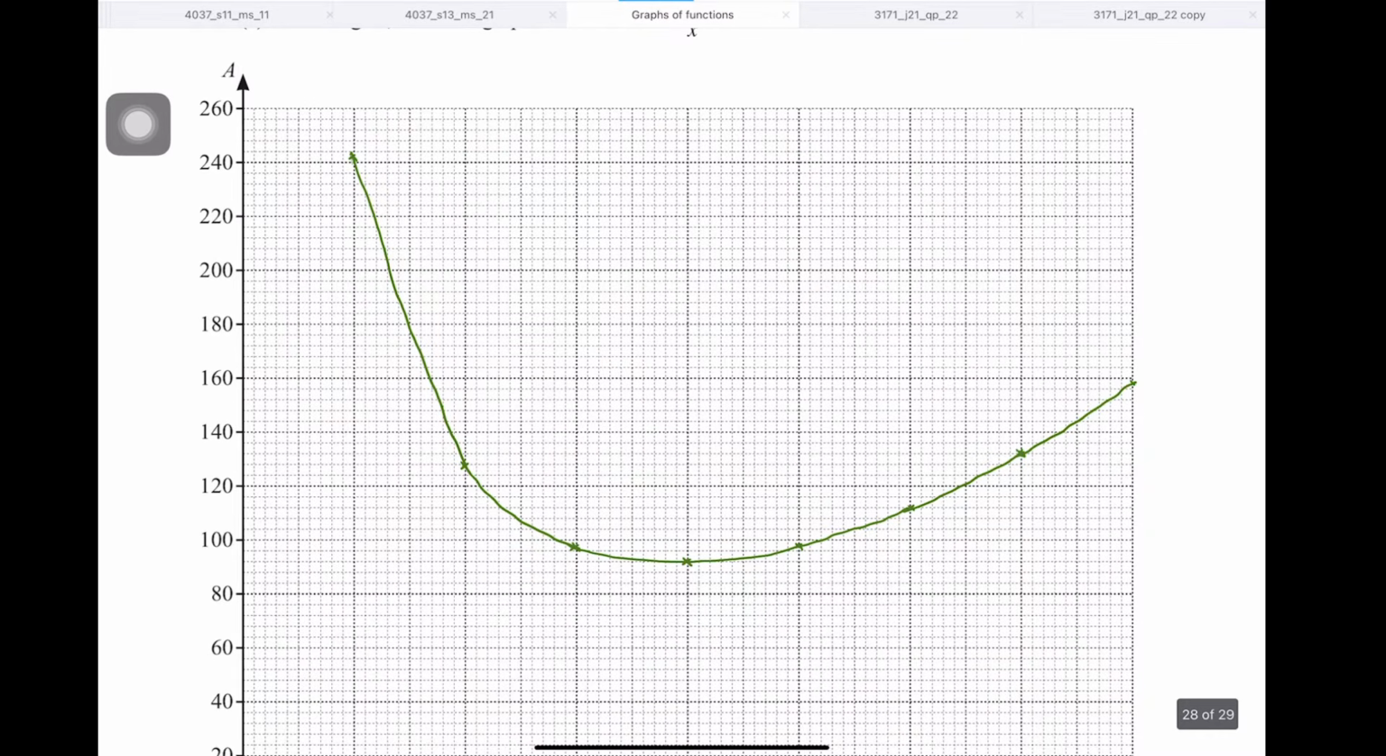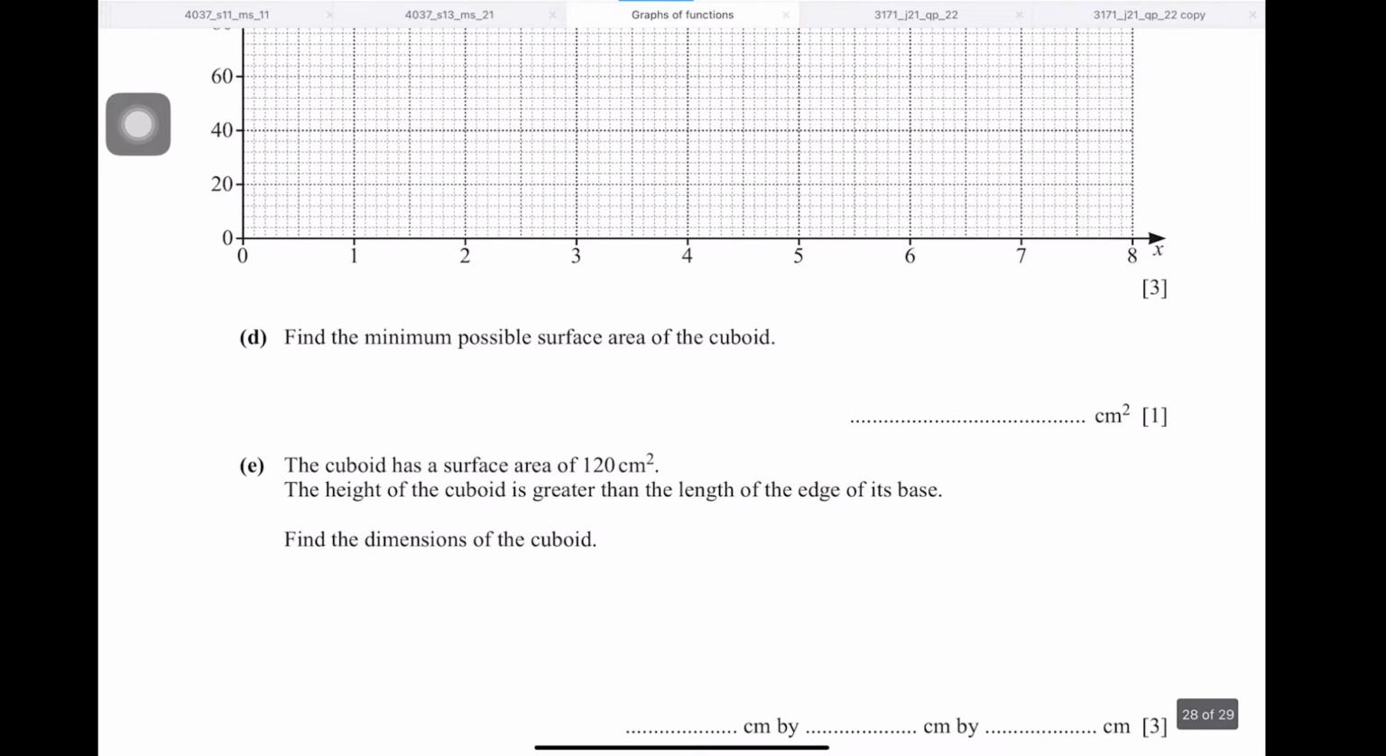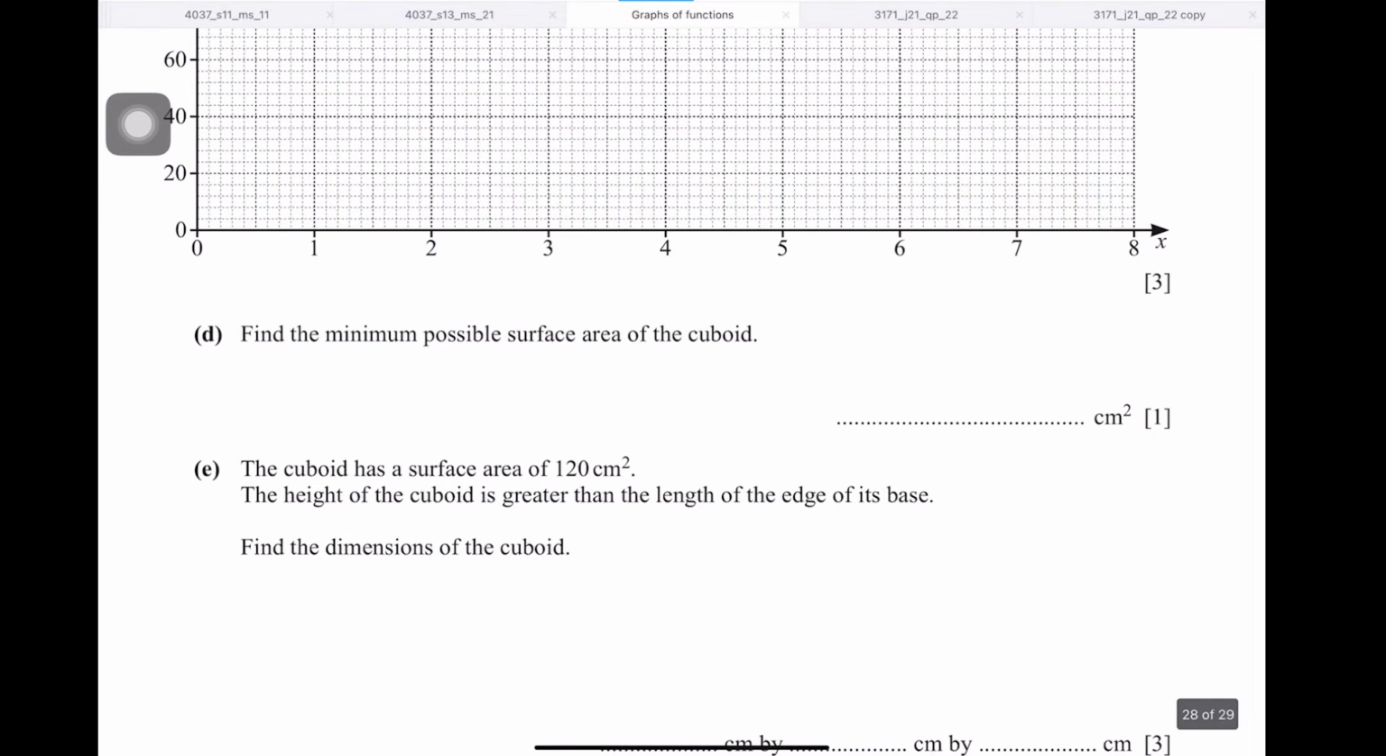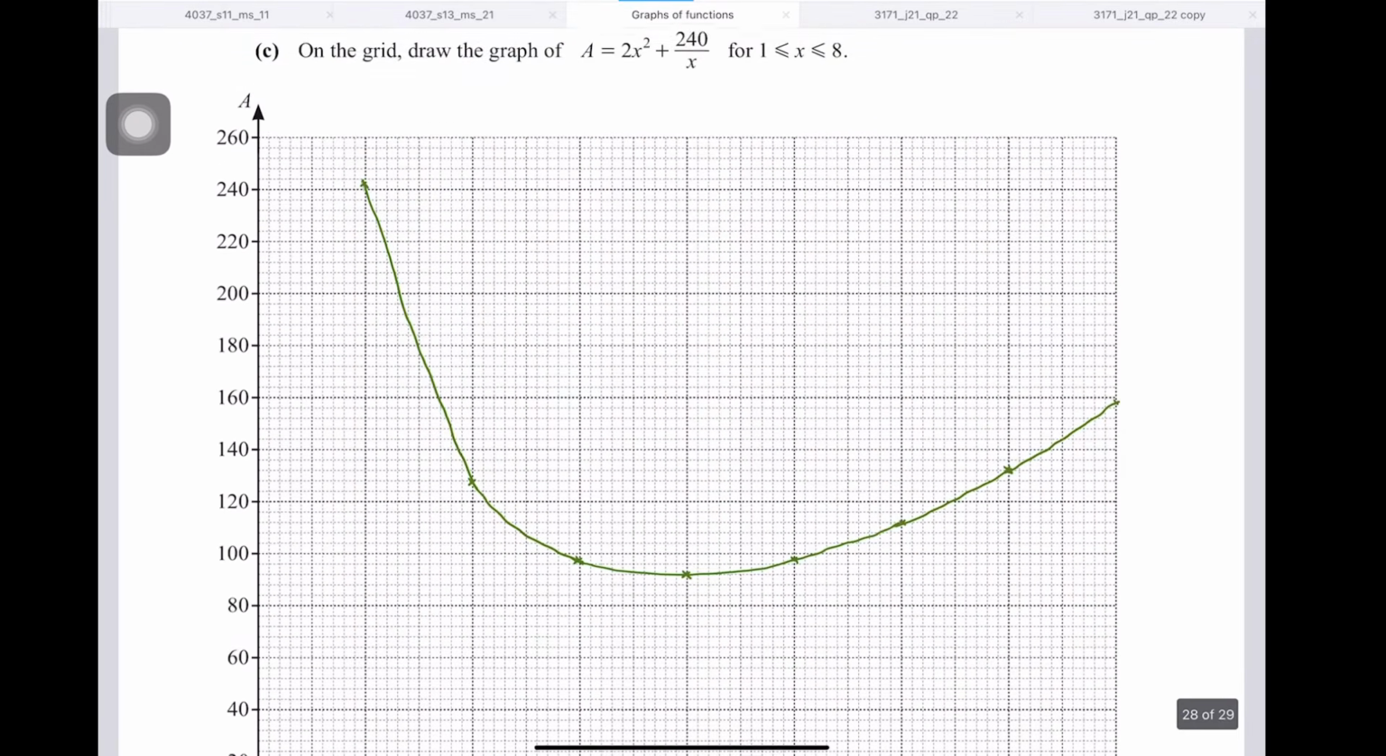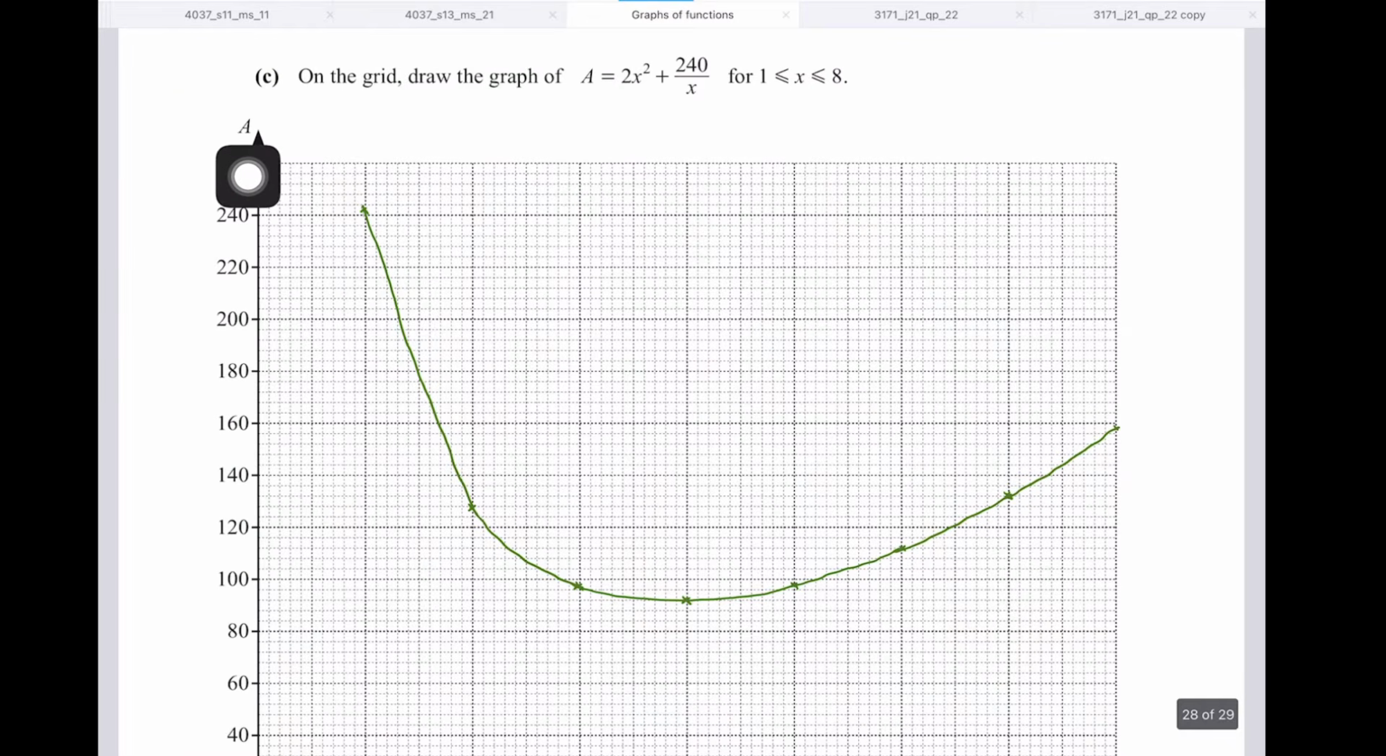Okay, so there you go. We now have ourselves a nice and smooth curve. Now the next part is find the minimum possible surface area of the cuboid. Now, what do we have on the y-axis? We have the area. So the question is asking you to find the minimum possible y value.